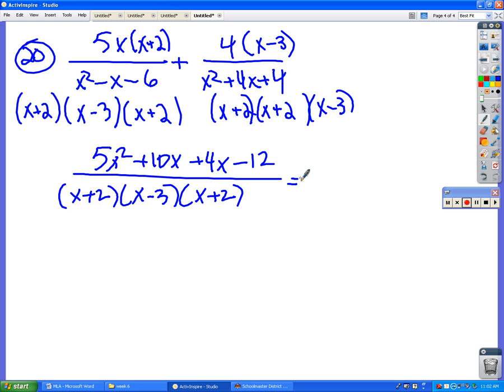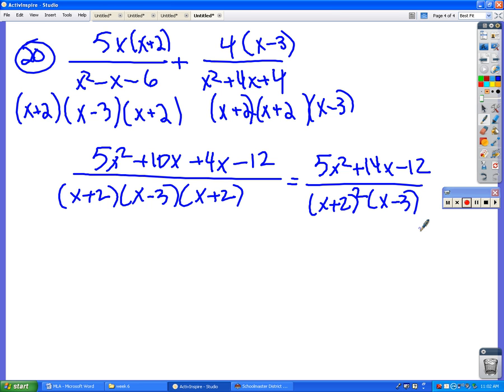Can you skip that step and combine the things on top? If you wanted to do that in your head, you sure could. I'm trying to go slowly for teaching purposes, but yeah. 5x squared plus 14x minus 12 over, let's be even lazier, go like that. That's what we like. Squared it.